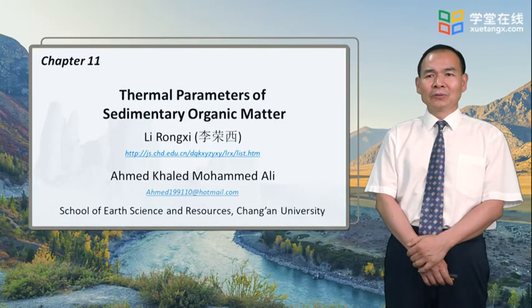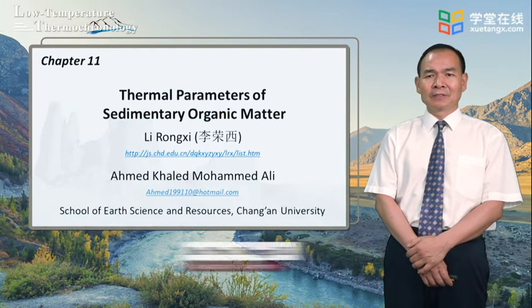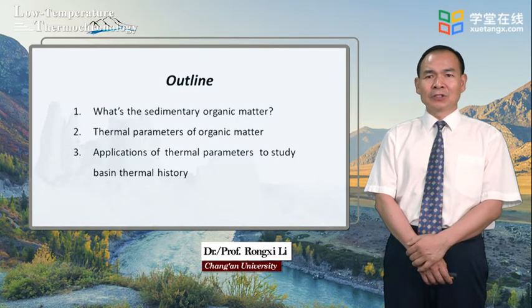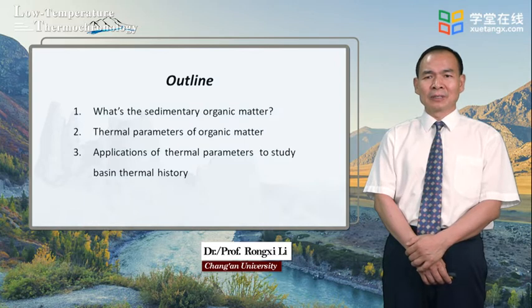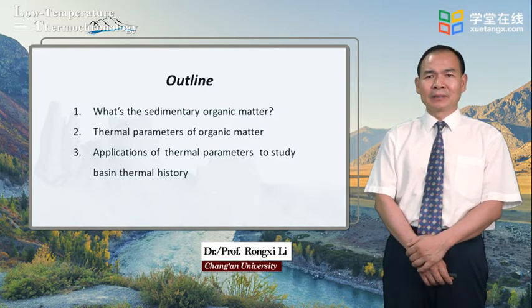So, we are going to talk about chapter 11, which is the thermal parameters of sedimentary organic matter. The content of this chapter has three main parts: what is the sedimentary organic matter, thermal parameters of organic matter, and applications of thermal parameters to study the basin thermal history. We will talk about each point in detail, and each part will be presented separately.